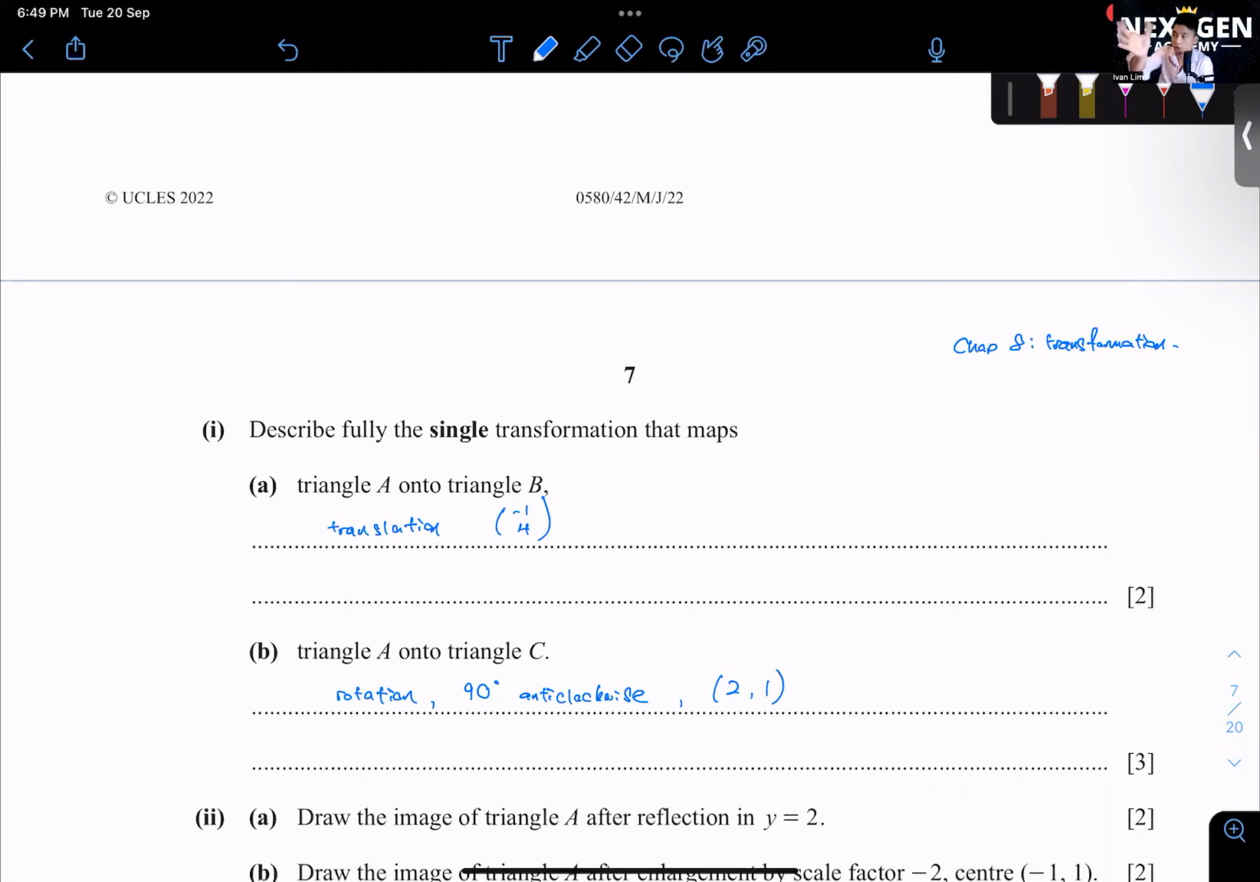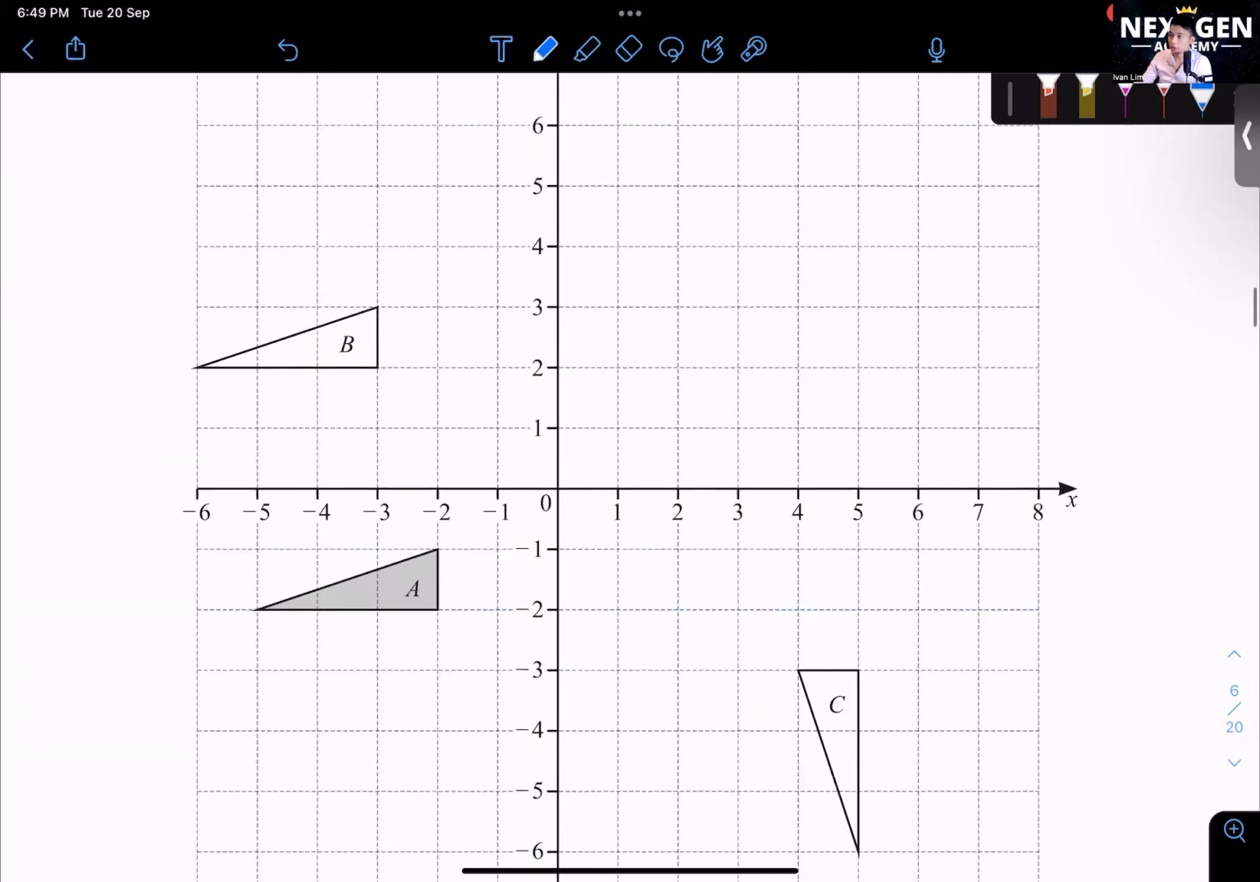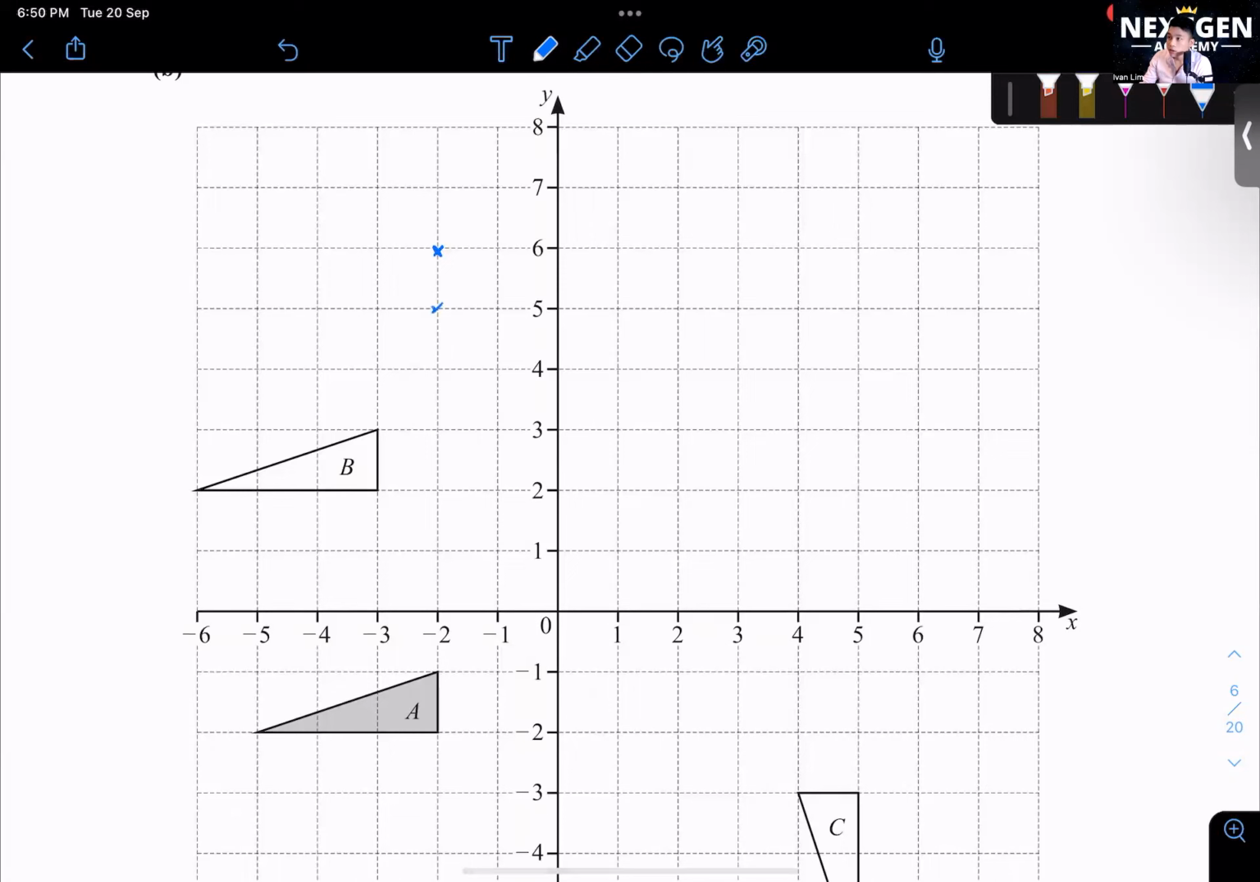Clockwise means how the clock turns. Anti means the other way around. Okay, for the other 2A and 2B, this is the image that you'll get. The first one will be here, here, and here.